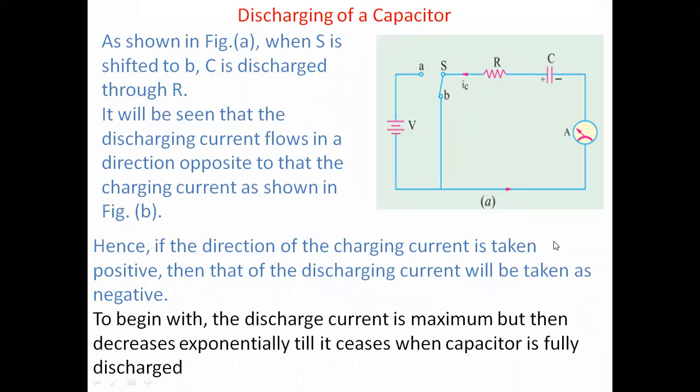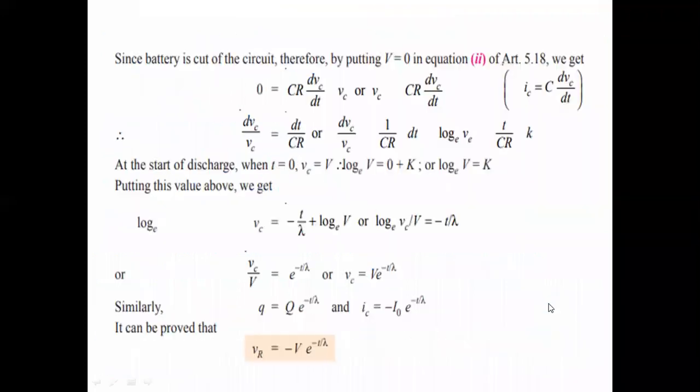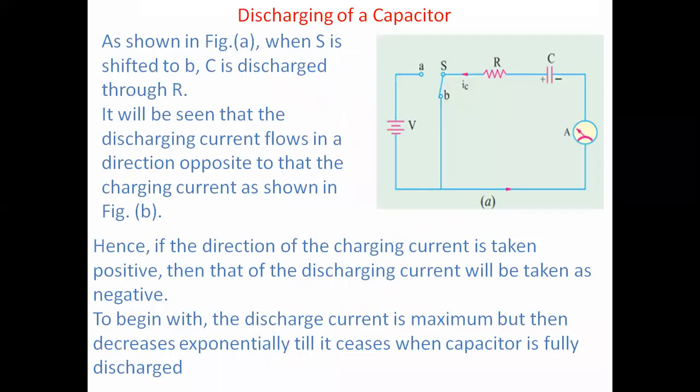Okay, so we will see by these equations. Since the battery is cut off from the circuit, in the discharging circuit we have disconnected the battery. There is no connection between this part of the circuit. Here we have a connection, but here there is no connection. So that's why this is disconnected.